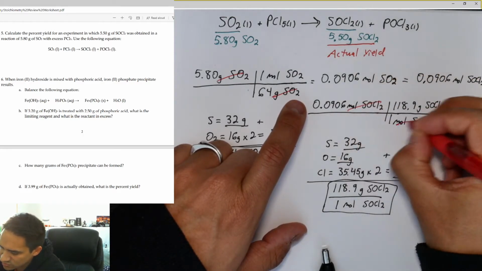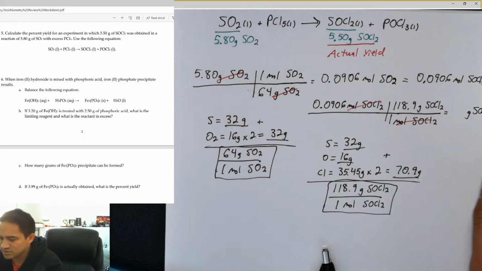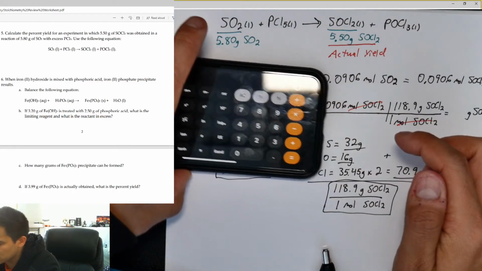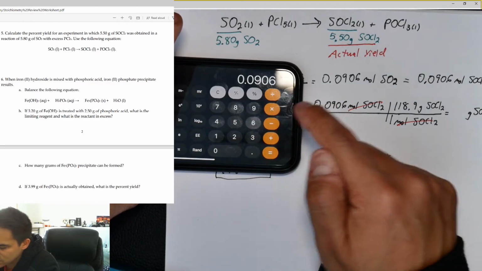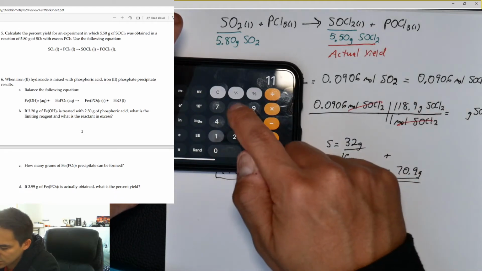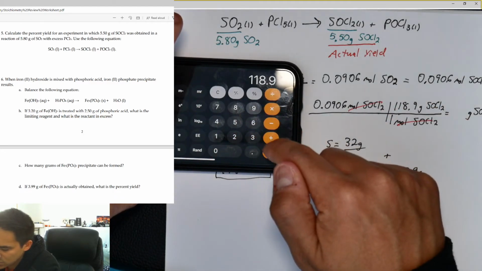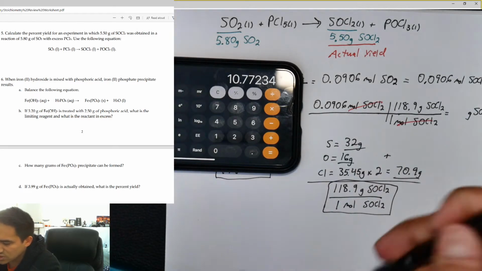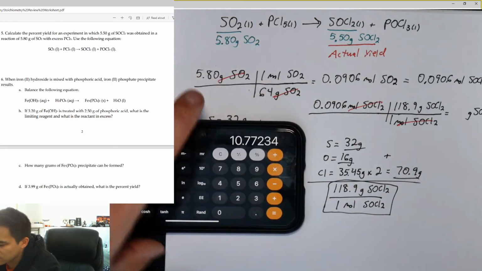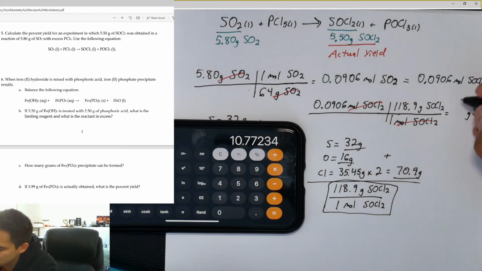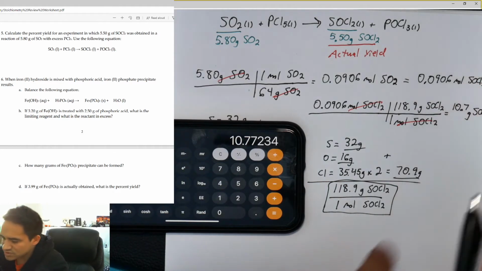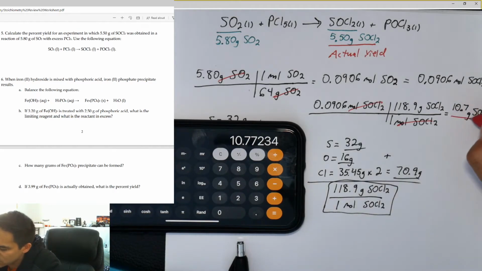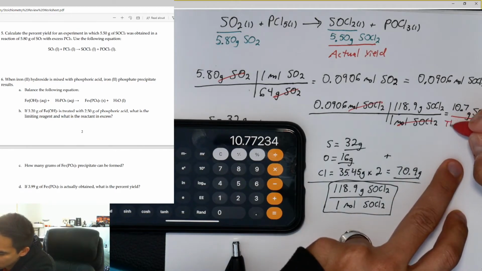Moles will cancel, and we will get grams. So let's take 0.0906 times 118.9 equals, and we get 10.77 whatever. We're going to round to 3 significant figures, so 10.7 grams. Now again, this answer that we just got, this is our theoretical yield.